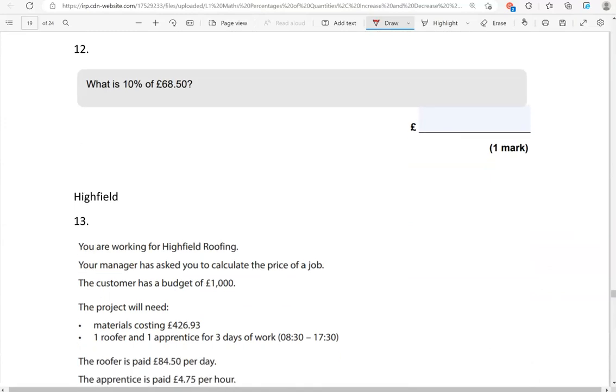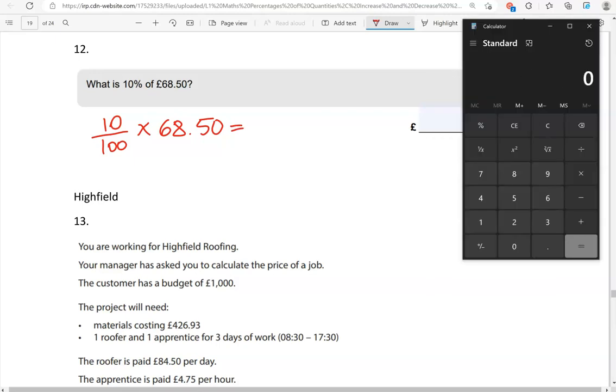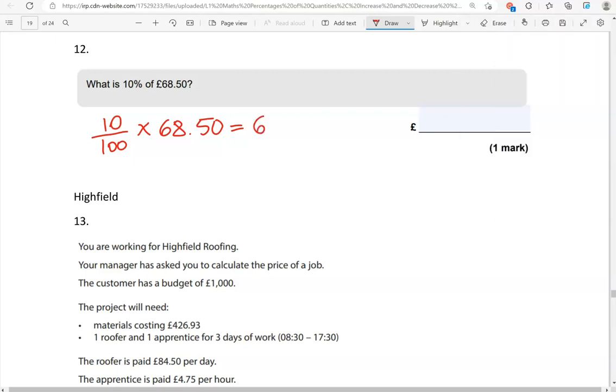What is 10% of £68.50? So 10%, 10 out of 100 of 68.5. You could have the 0 after that if you like as well. Makes no difference. So using the calculator, we'll do 10 divided by 100 times 68.5, which is 6.85. So £6.85.